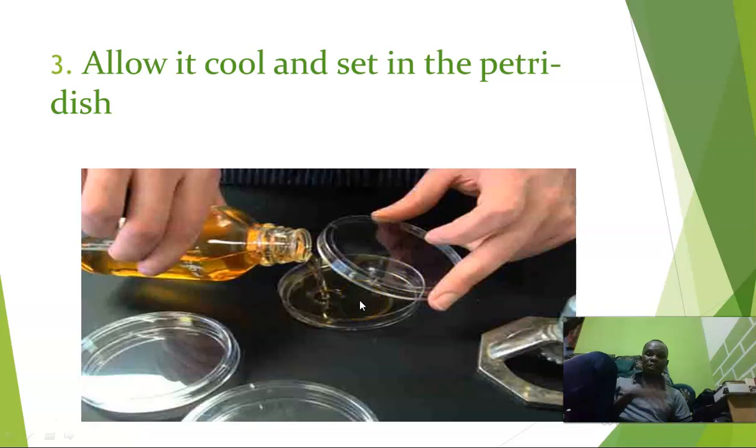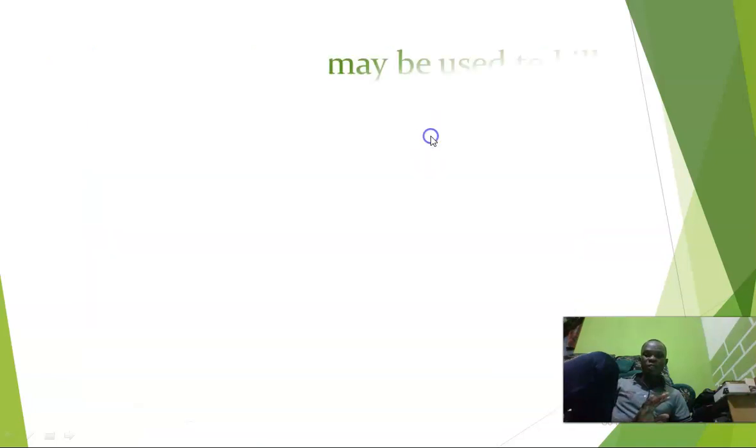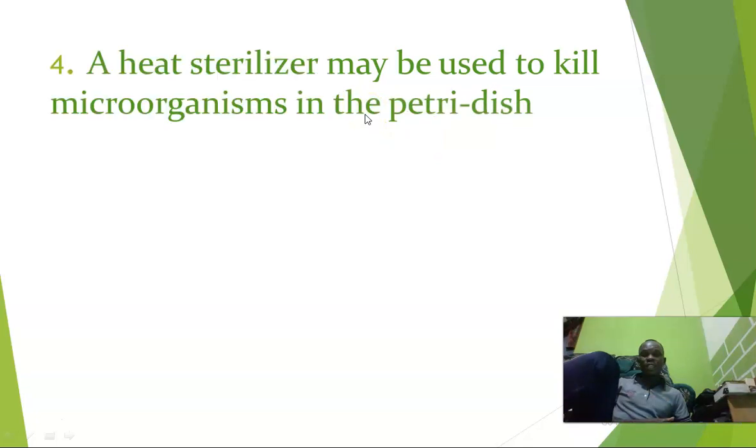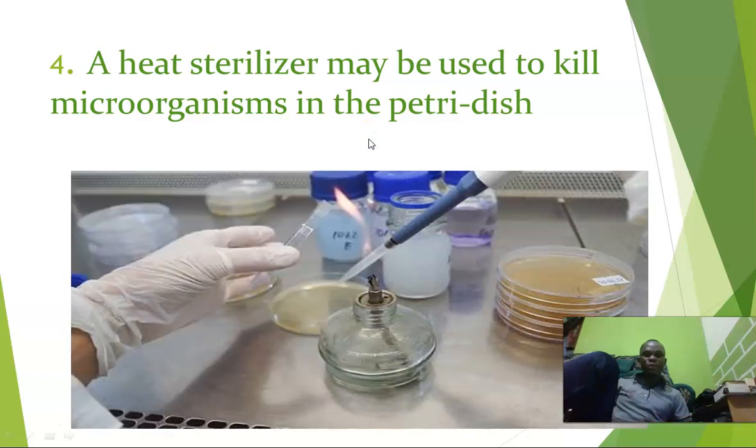That's why when we are looking at precaution, we see that there are many things you shouldn't do if you are carrying out these experiments. So the third one is we allow it to cool off before we proceed to the next step. The next step now is that you will use a heat sterilizer like a Bunsen burner to kill the microorganisms in the petri dish so that nothing will be able to affect what you are doing.